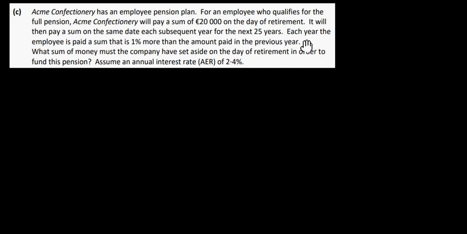However, each year the employee is paid a sum that is 1% more than the amount paid the previous year. So it's going to increase by 1% every year. What is the sum of money the company have set aside on the day of retirement in order to fund this particular pension? And there's also going to be an annual interest rate, an AER of 2.4%. Okay, so let's just see what's happening here. Let's do a little timeline and see what exactly we're dealing with.